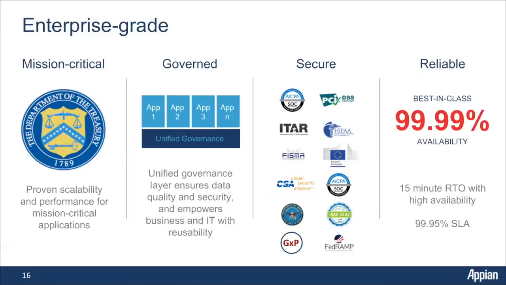Appian already runs mission-critical applications for the Department of Treasury and the New York Federal Reserve. A number of key government, financial services, and insurance organizations rely on Appian to run mission-critical applications. But it's also designed to be governed, with a common governance layer that's going to unite all your data and security procedures into a single platform.